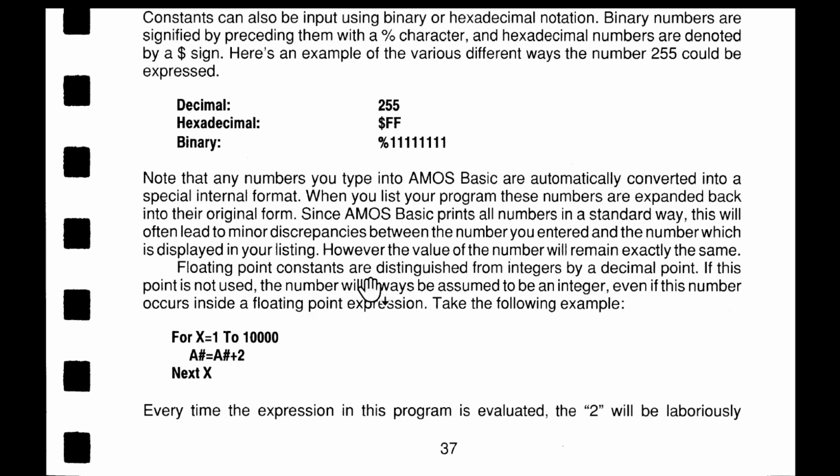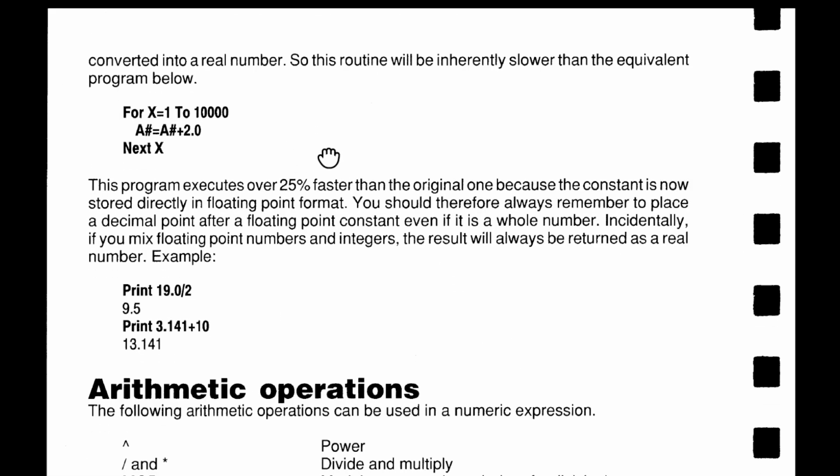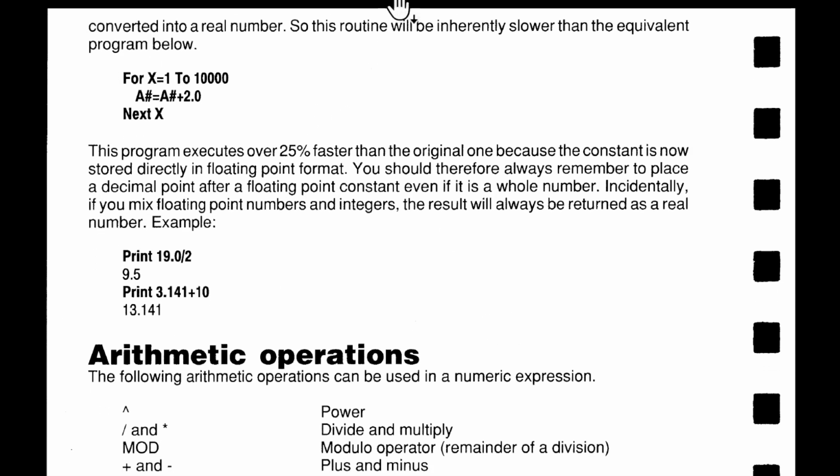Floating point constants are distinguished from integers by a decimal point. If this point is not used, the number will always be assumed to be an integer, even if this number occurs inside a floating point expression. Take the following example: For X=1 To 10000. A = A + 2. Next X. Every time the expression in this program is evaluated, the 2 will be laboriously converted into a real number. So this routine will be inherently slower than the equivalent program below.